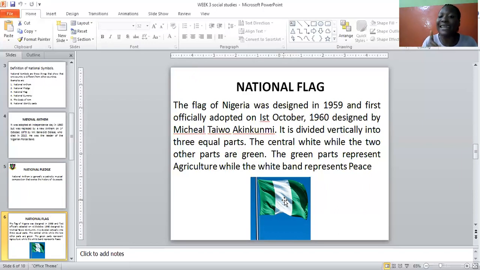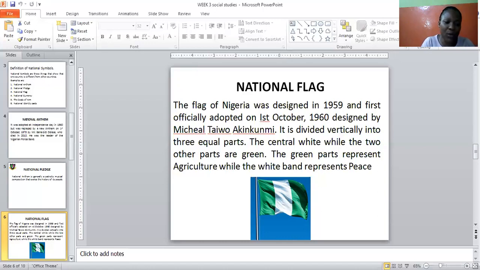It was designed in 1959 but was officially adopted on October 1st, 1960. It was designed by who? Good, Michael Taiwo Akinkunmi. And it has 3 parts: green, white, green. The green represents agriculture, while the white represents peace.